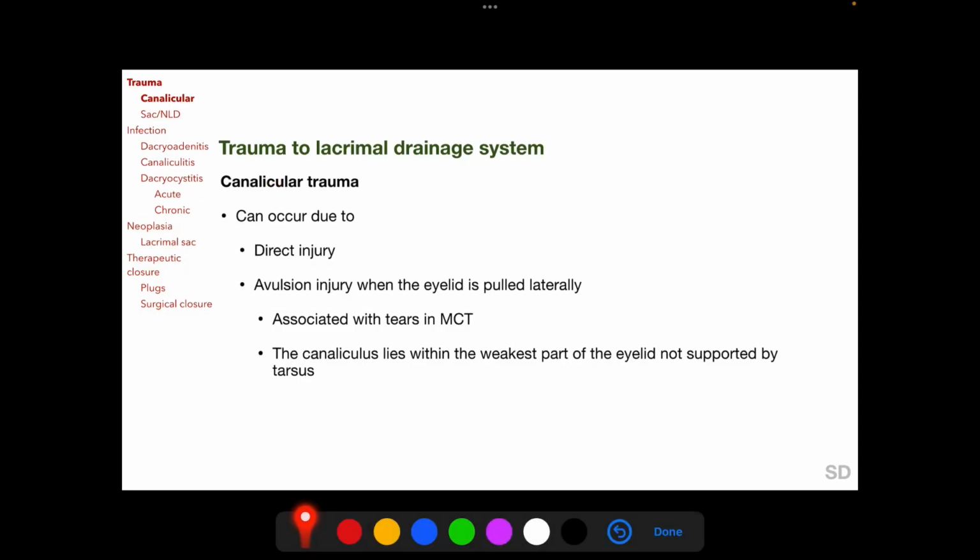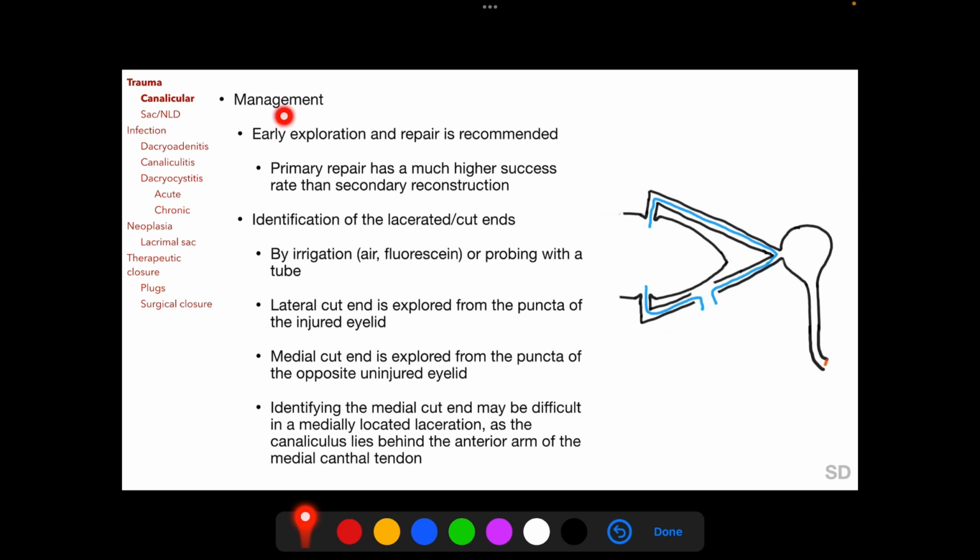Canalicular trauma can occur due to direct injury to the canalicular area or avulsion injury when the eyelid is pulled laterally. An avulsion injury of the canaliculus is associated with tears in the medial canthal tendon, with which the canaliculi are intimately associated. Early exploration and repair of an injured canaliculus is recommended. This is because it has been seen that primary repair has a much higher success rate than secondary reconstruction in achieving patency of the traumatized canaliculus.